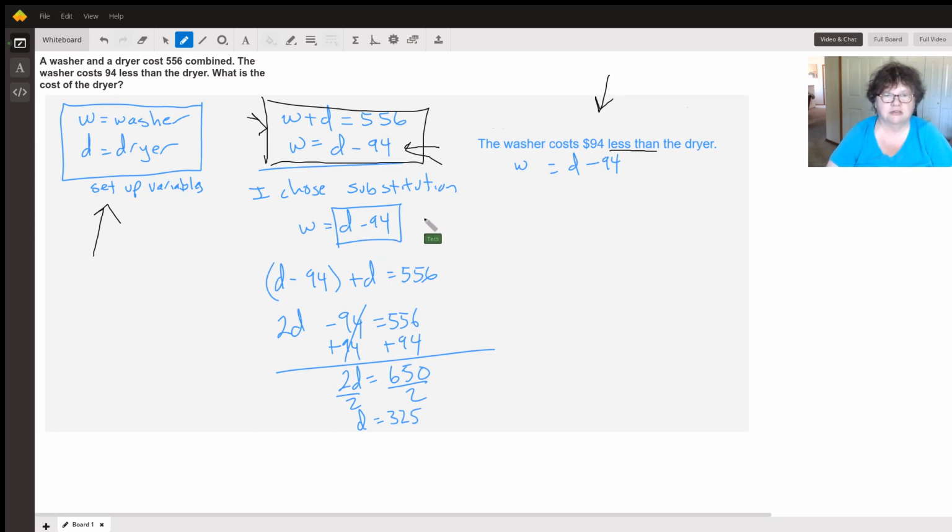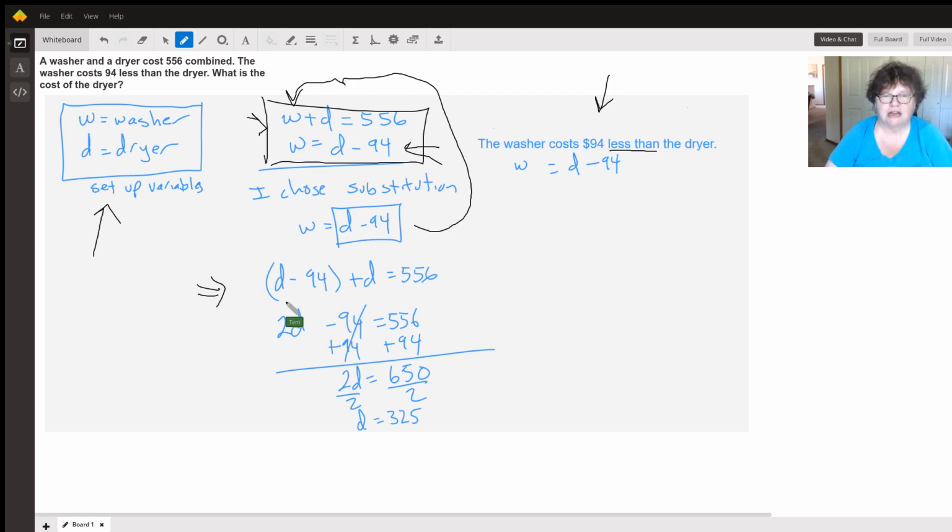So what I'm going to do is take that D minus 94 and plug it into the W up here, and that's where I got this line right here. In place of the W is D minus 94. That's why I put parentheses around it, to show you I substituted. Now, do you need the parentheses? Absolutely not, because there's no number in front of W. If it had been like a 2W, I would have put 2 times D minus 94. Okay, so that's my equation substituted in.